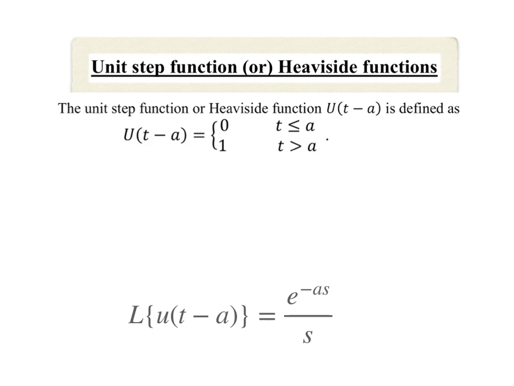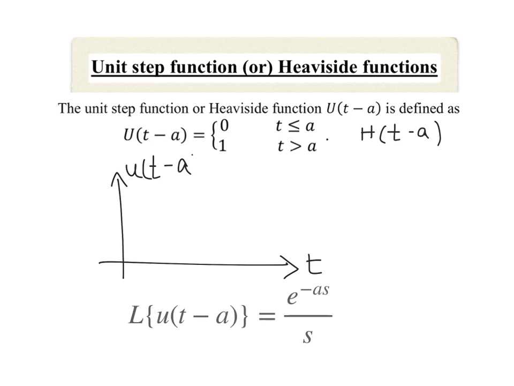So unit step function, or it is also called Heaviside function. The unit step function or Heaviside function is denoted by u of t minus a or h of t minus a and is defined by 0 for the range t less than or equal to a, 1 for the range t greater than a. So let me take the graph t value and u of t minus a vertically. So 0 and t is a, I'll mark u of t minus a is 1.